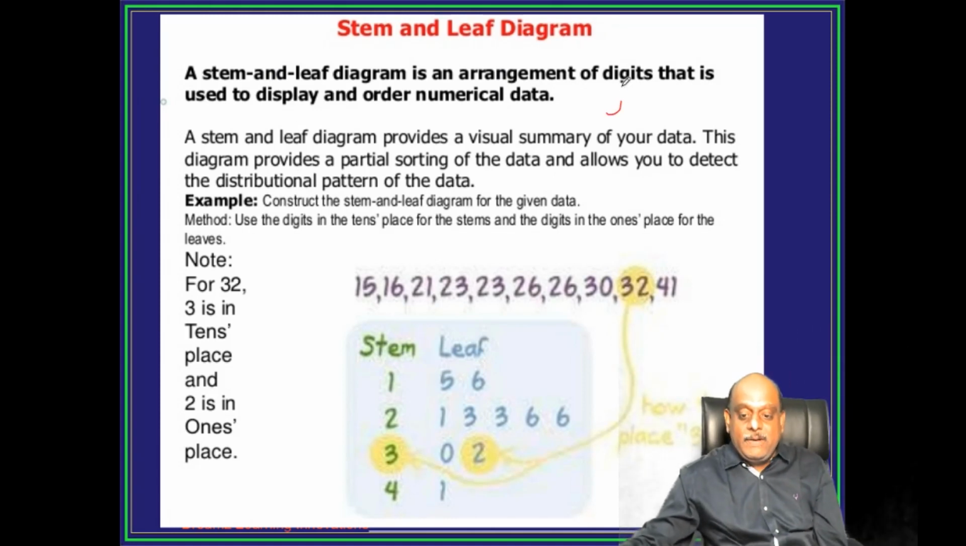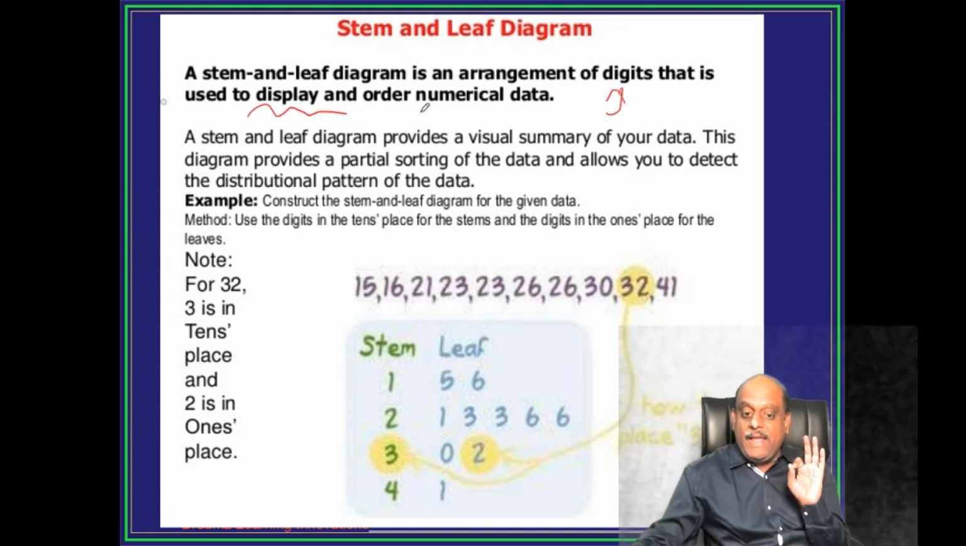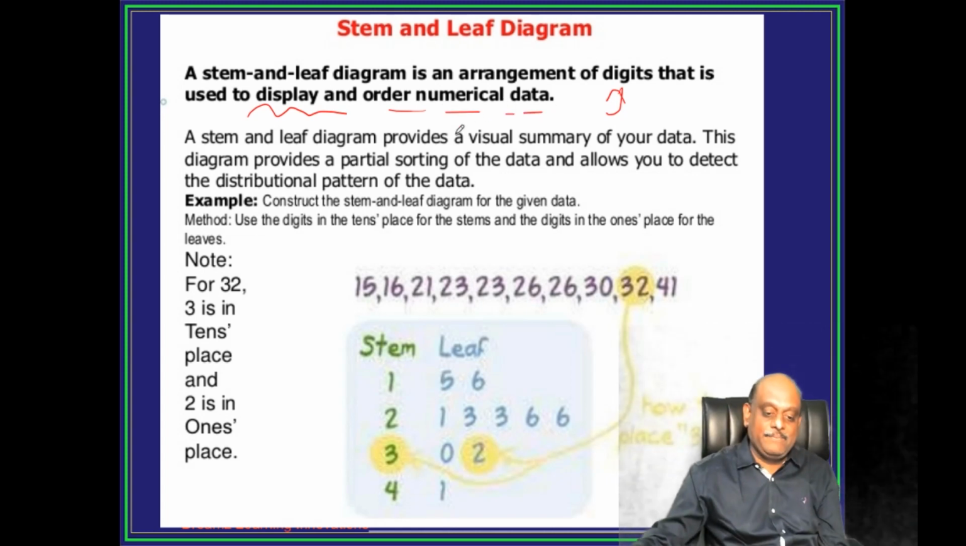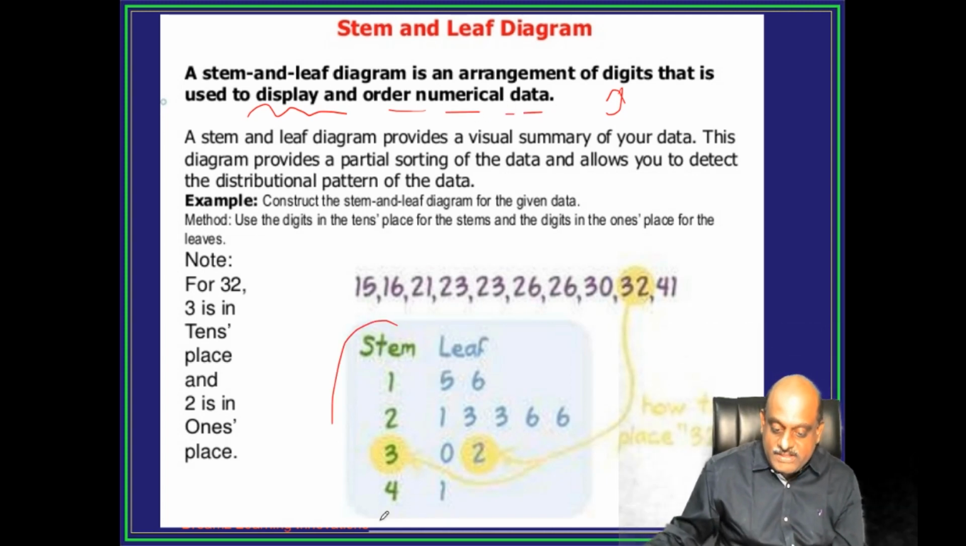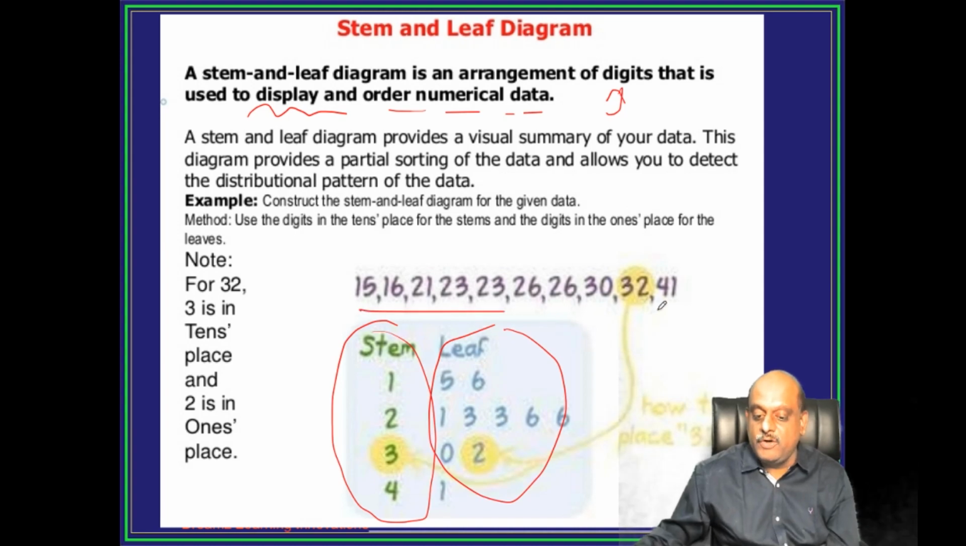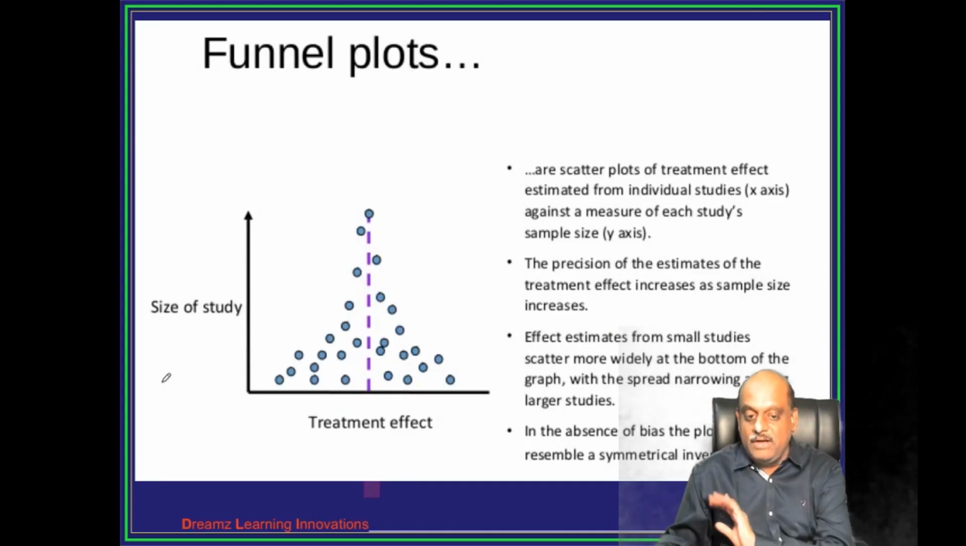So it is an arrangement of digits that is used to display and order the numerical data. So this is the stem, this is the leaf in order to represent this data. That's what you should remember.